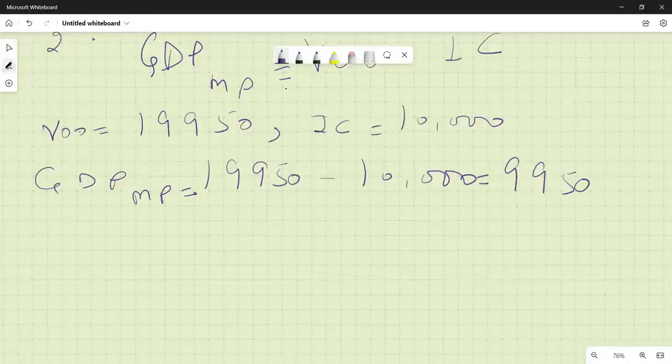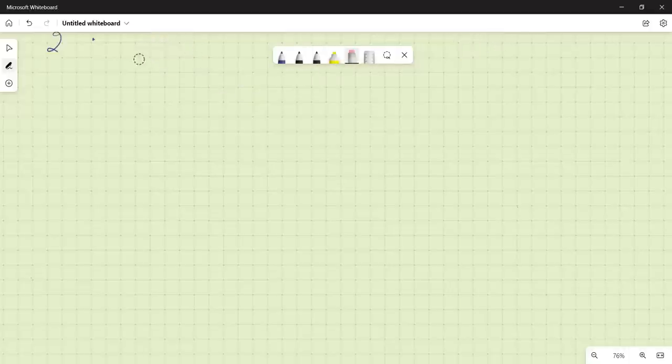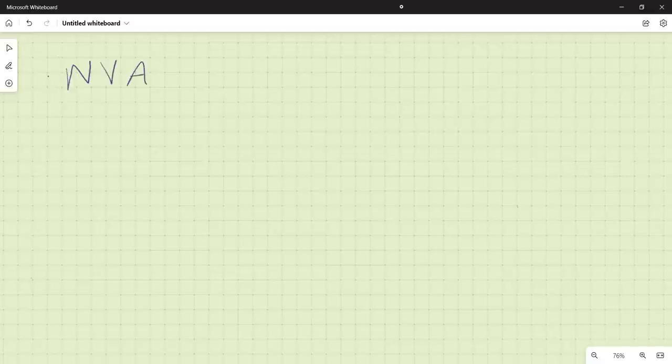Now we are being asked in the numerical to calculate the value of NVA at FC. So we have to convert this GDP at MP into the NVA at FC. Okay. So how to convert this? Now we see, they asked us to calculate the value of NVA at FC. So we'll convert GDP at MP into NVA at FC.